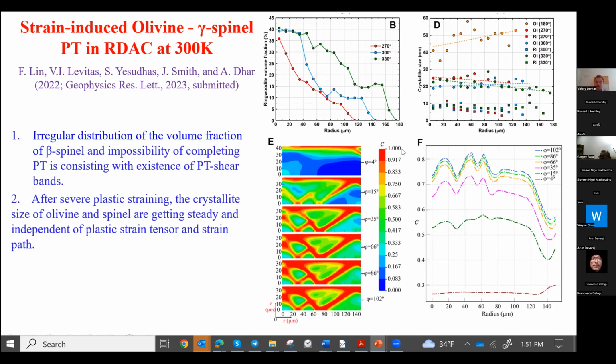And we also found first rule for microstructures, that crystallite size in both olivine and spinel at severe plastic straining is getting steady and independent of plastic strain tensor and strain path. And spinel is significantly weaker than initial olivine. That is why we expect formation of shear transformation bands, and indeed our finite element simulation for such case produces transformation shear bands and irregular distribution of average over the sample volume fraction, which mimics what we observe in experiments. So this is consistent with the suggested mechanism, I mean our experimental results.